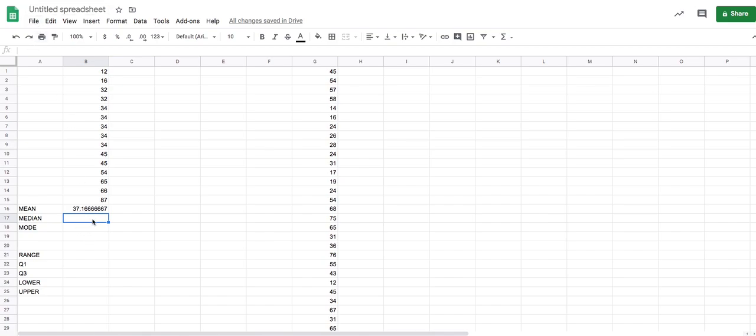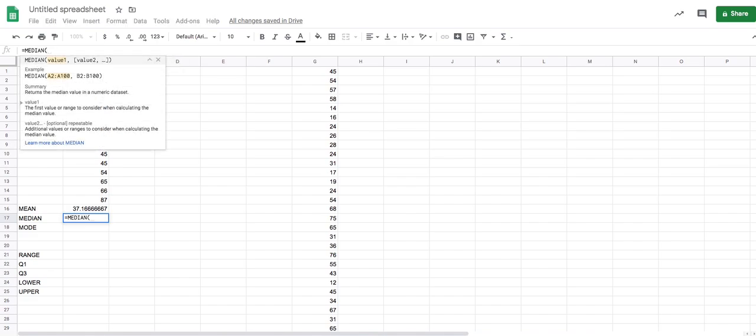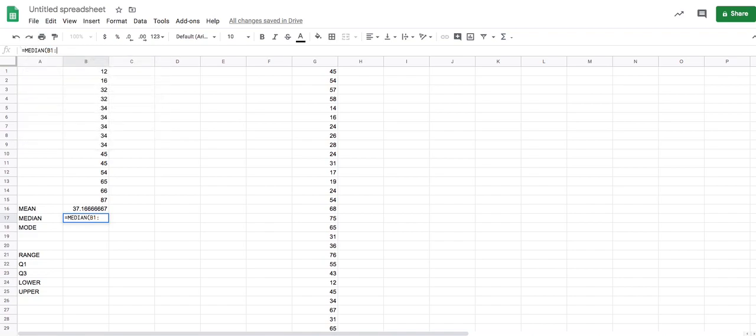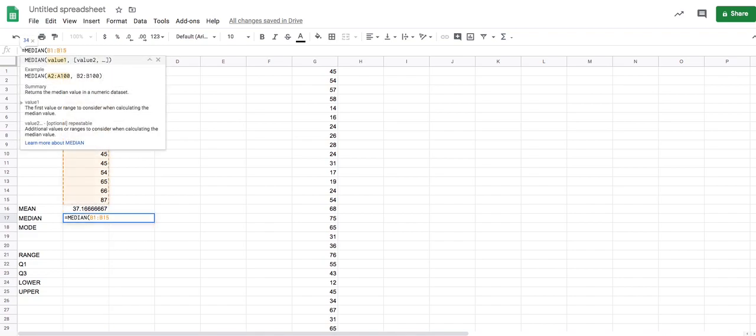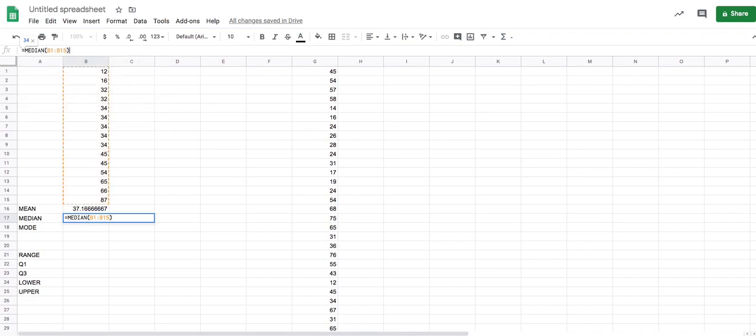So the next thing I want to do is go to median, highlight that cell, go back up to the function bar, and type in equals MEDIAN, and then the same thing. I'm going to open the parentheses, cell B1 colon B15. That just means B1 through B15. Close the parentheses and hit enter. And there it gave me the median.